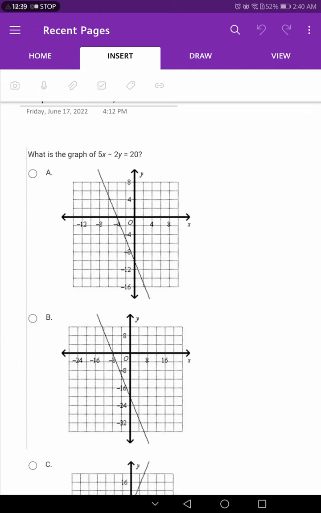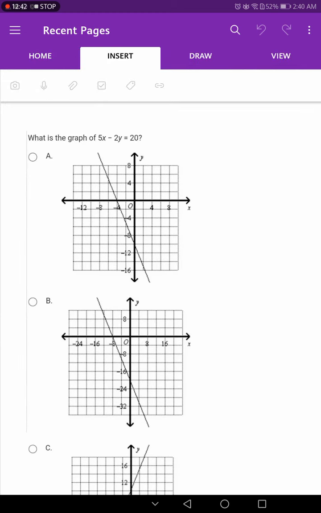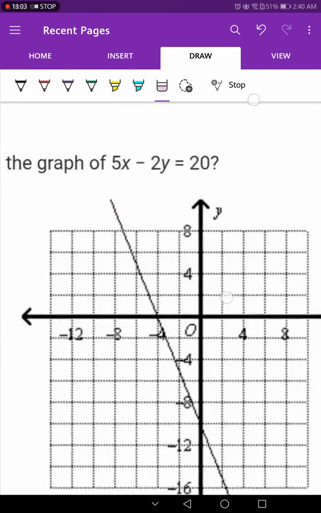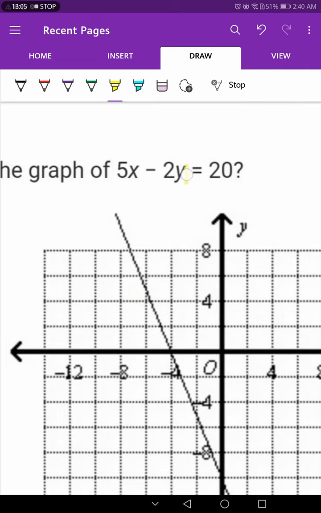Now, my dear student, here, what is the graph of 5x minus 2y equals 20? Okay, it is easy. Please, this equation is in standard form. You ask me how I know, I will answer you. If you have the x and the y on the same side, you call it standard form.